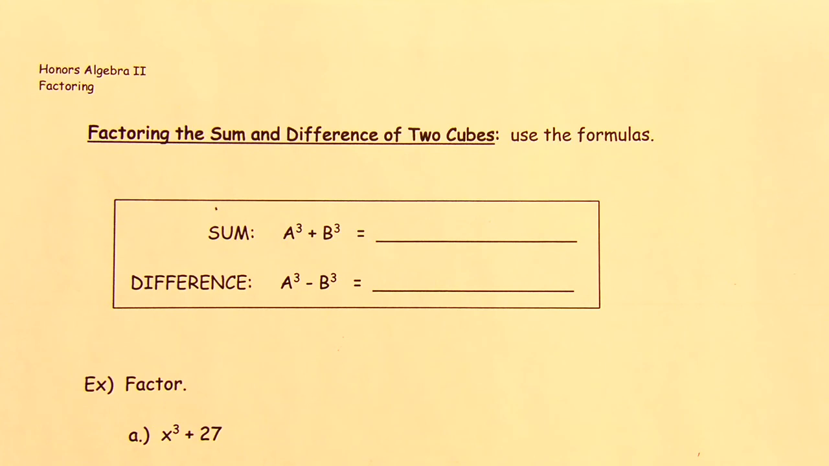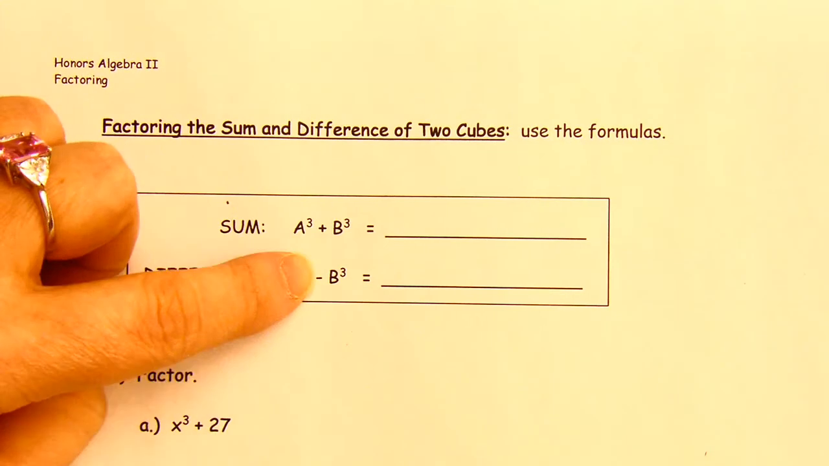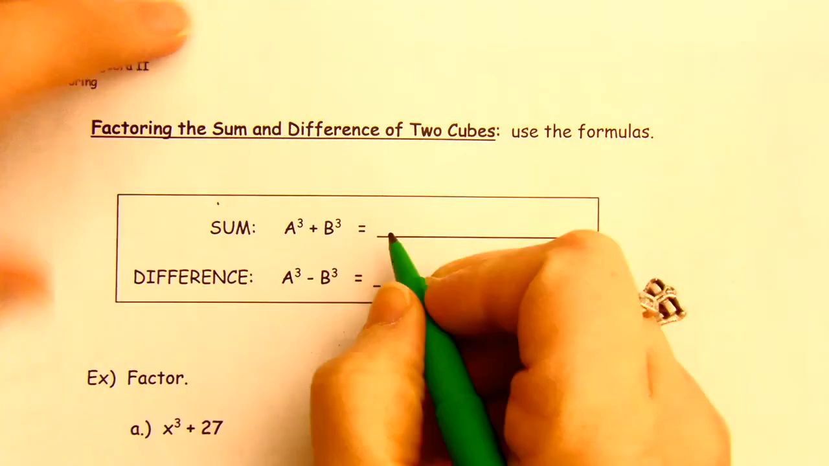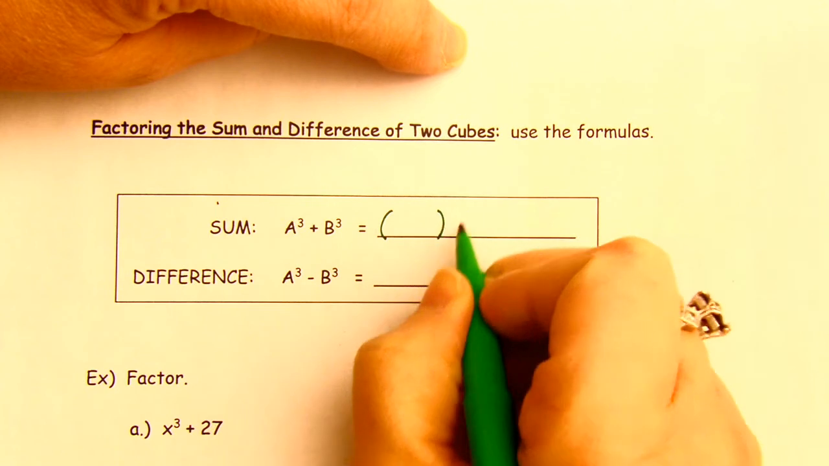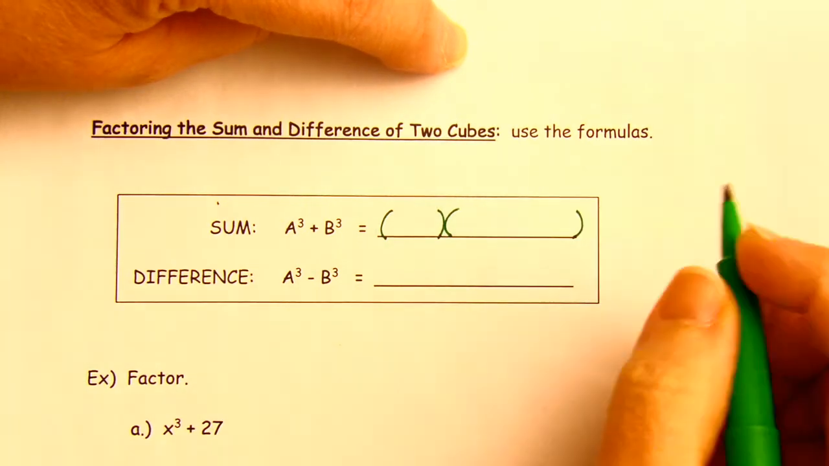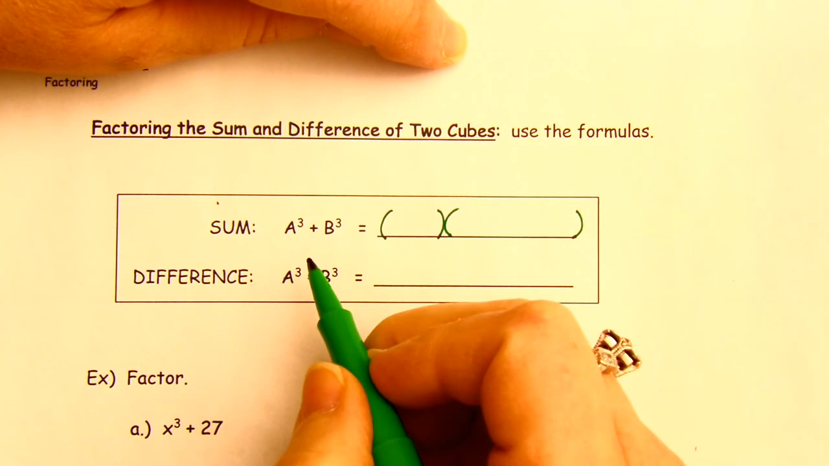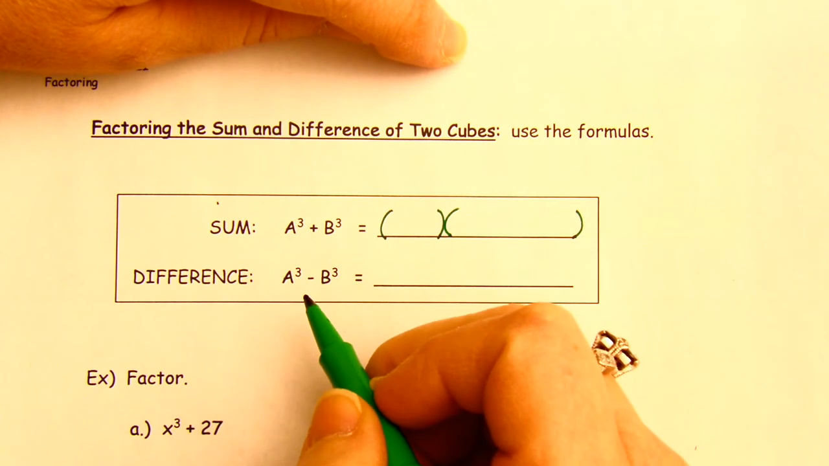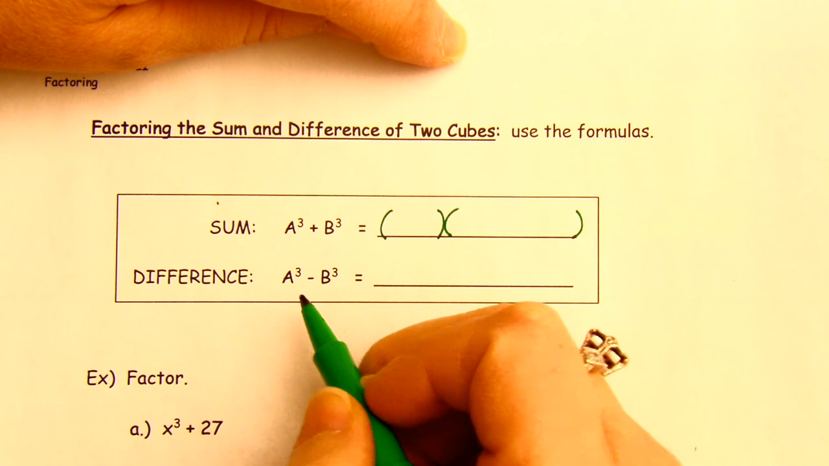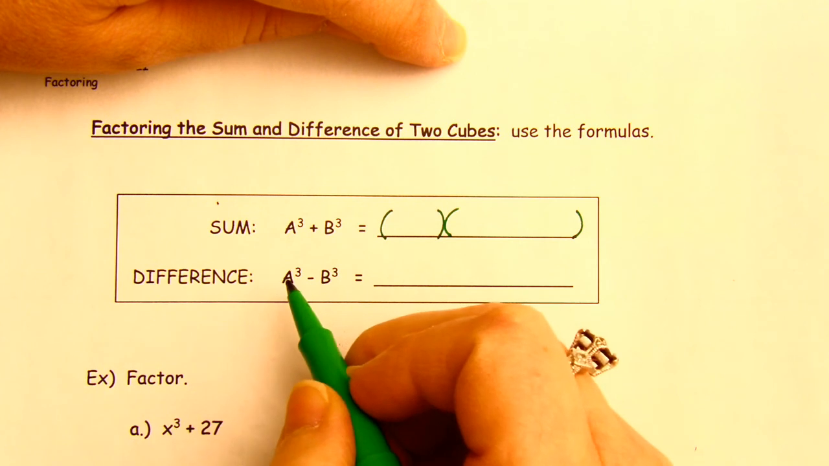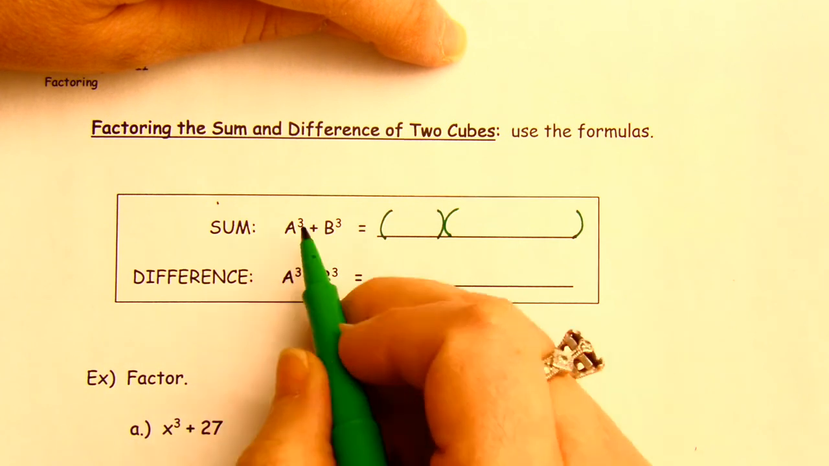You'll be given the models on a test or a quiz. You just won't be given this part. So this part here, what I'm going to write, I would be willing to give you this model to use to jog your memory. Just like when we factored the difference of two squares, we took the square root of the first and the second term. Here we're going to take the cube root.